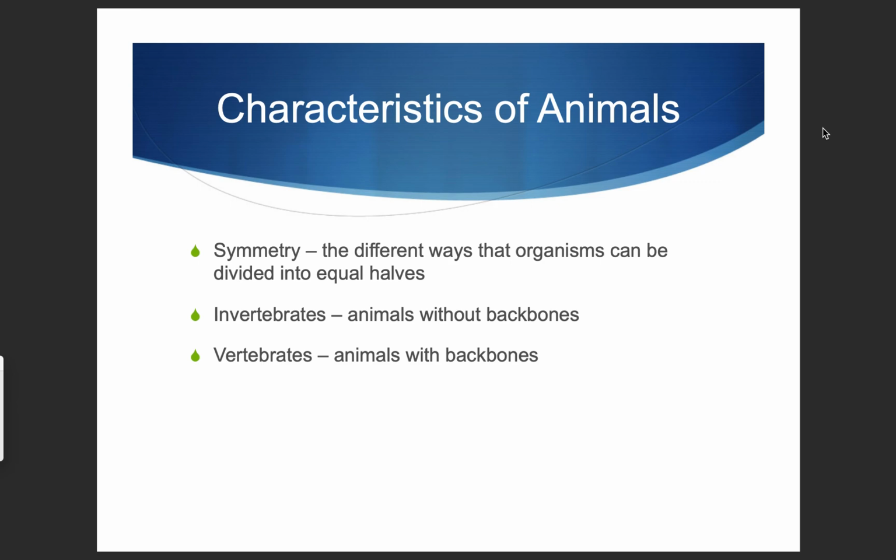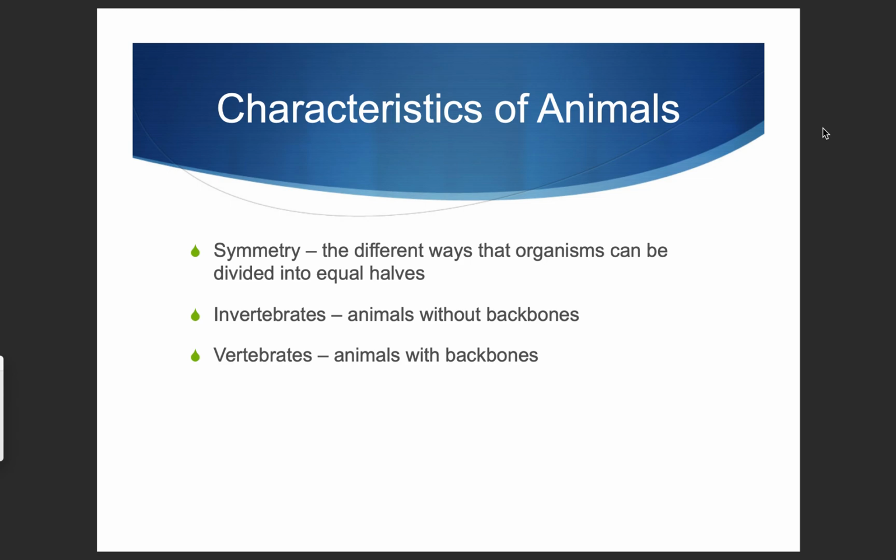Symmetry, another characteristic of animals. In terms of symmetry, there are different ways that animals can be divided into equal halves. For example, humans only have one way, bilateral, that we can be divided into equal halves, meaning we can't be cut across our stomach equally. But you could be cut straight down the middle, where you'd have an eye on either side, an arm on either side, a leg on either side. We are symmetrical on the outside. We are not symmetrical on the inside, meaning our heart is on one side, but other things are not on the other. So that's what we mean by symmetry. Some animals can be cut symmetrically in more than one way.